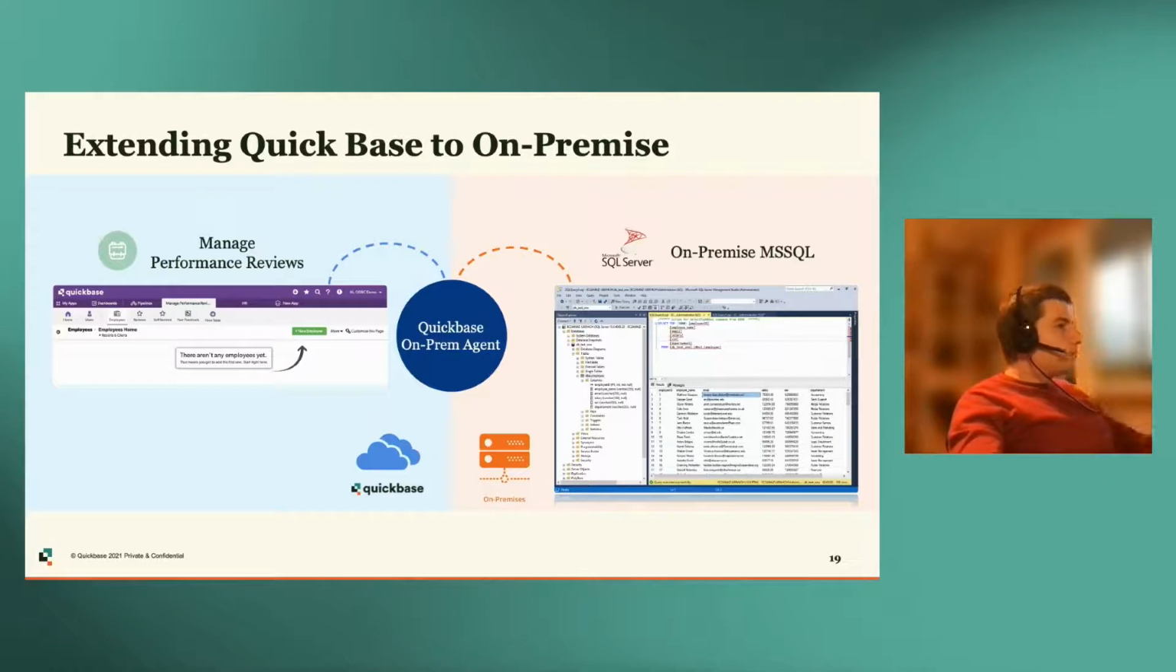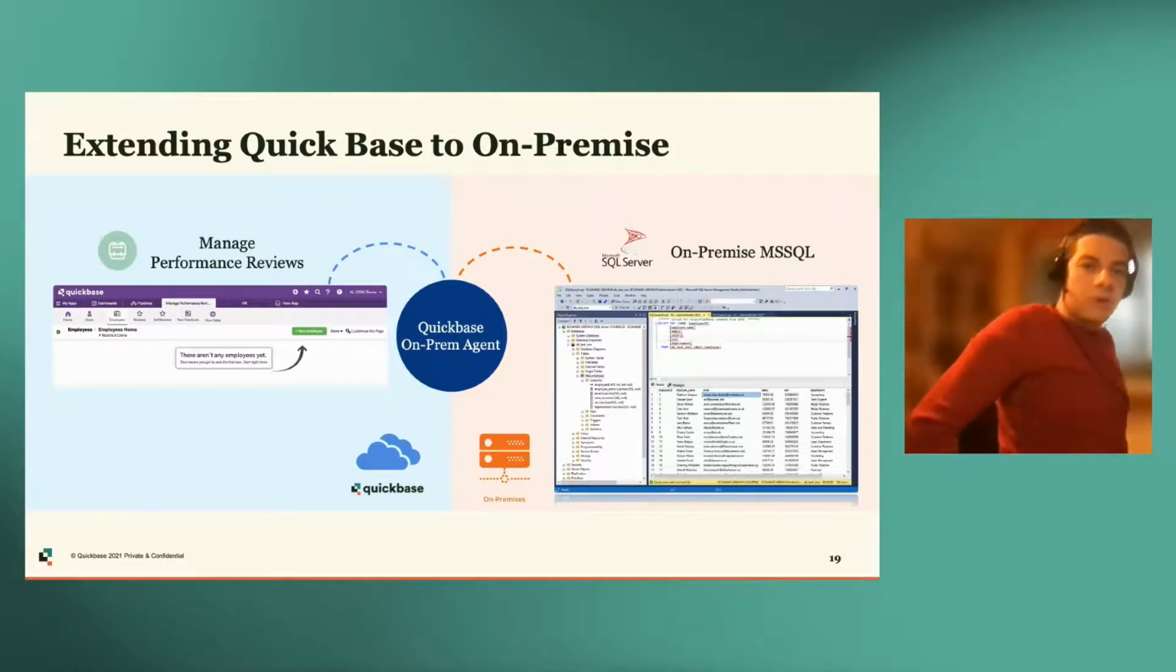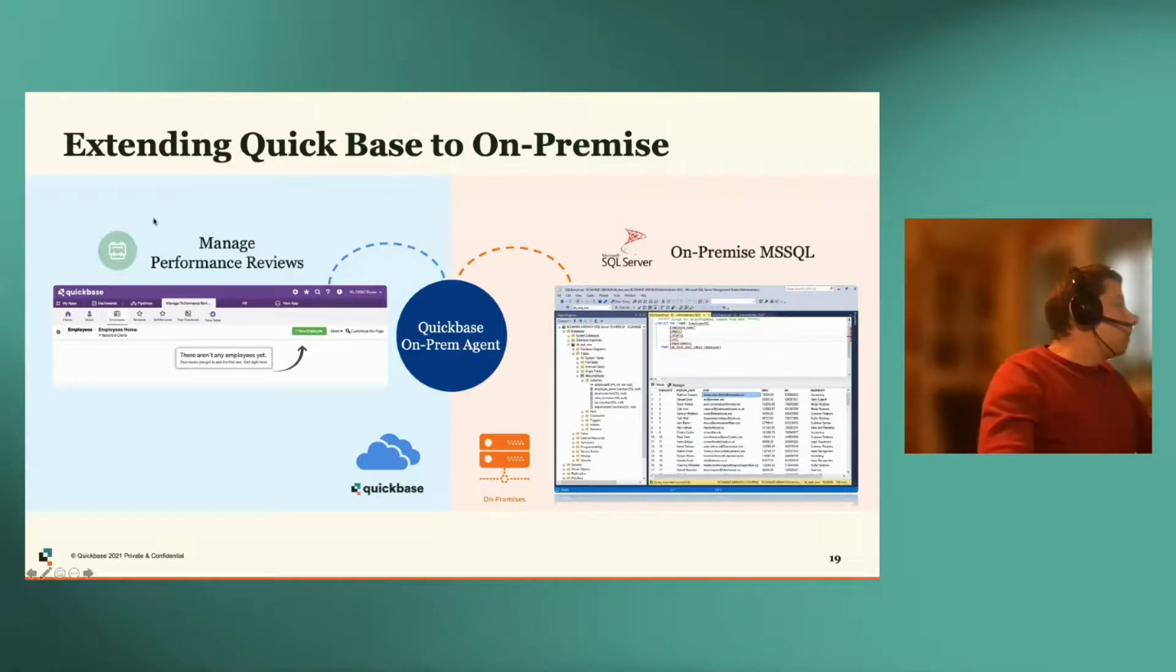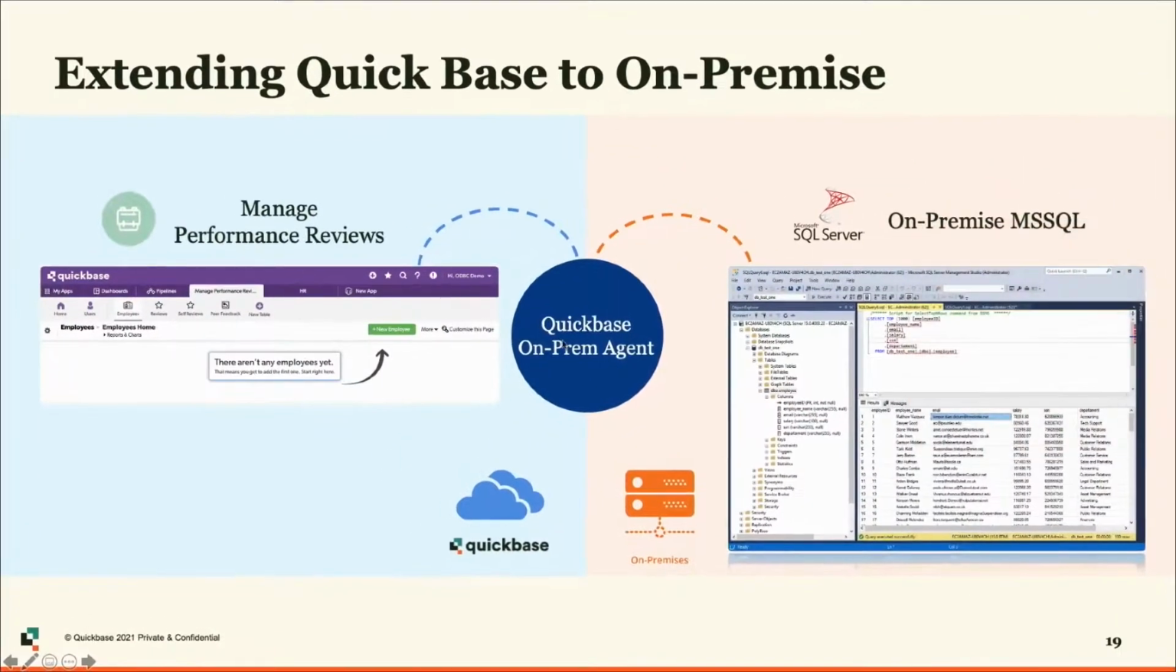So coming back to the example that Shlomo was showing you in the beginning of the presentation, we have our Quickbase application here about employee reviews. However, it is lacking any employee data. And we're going to use the Quickbase on-premise agent to fetch the data, which resides in an on-premise Microsoft SQL Server relational database. Let's see how this can be done.